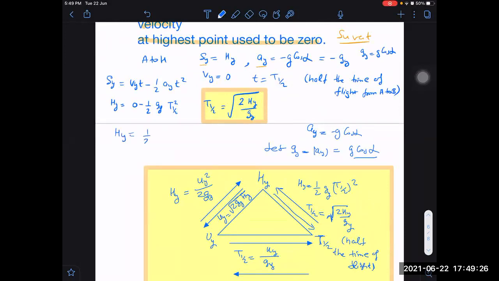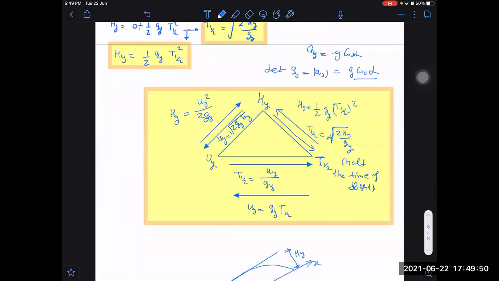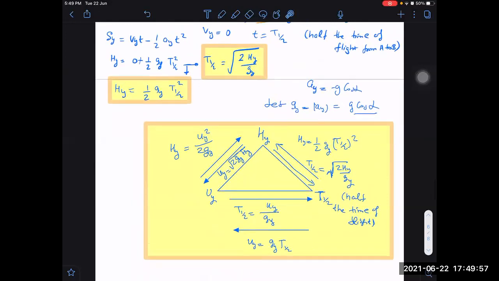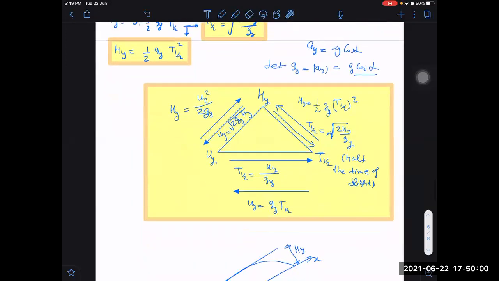Hy is equal to half of Gy into, wait a second, I think it is not minus, it is plus here: half of Gy into t1 by 2 square. The second one I am also getting from there only. One equation will give us two formulae together. What have I not obtained? I have not obtained the relation between u and t half. But I think that is too easy to obtain. How to obtain that?